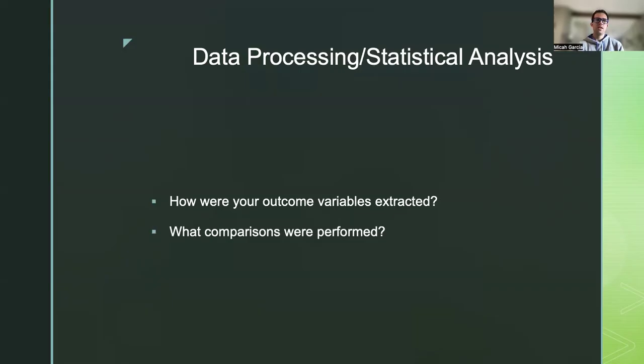Now, for the purposes of your research proposal, you're not going to really dive too much into the data processing and statistical analysis. That's a little more advanced than what this class is going to expect. But this essentially tells how were those outcome variables actually extracted? How did you get those numbers that you use for your comparison? And then what comparisons were performed?